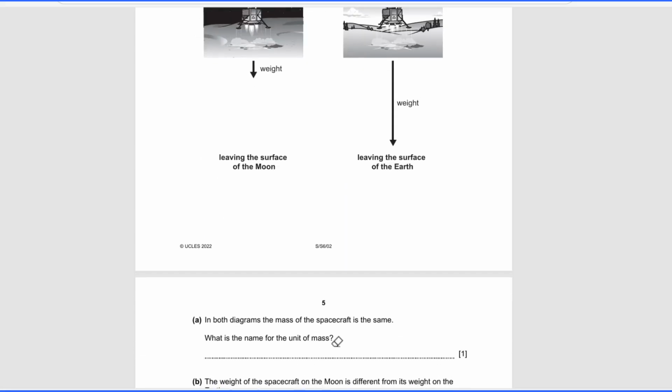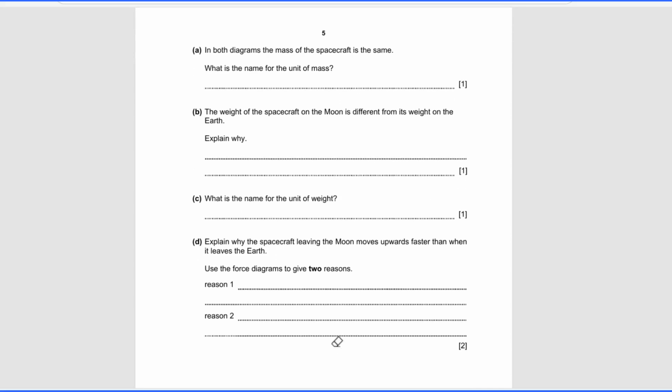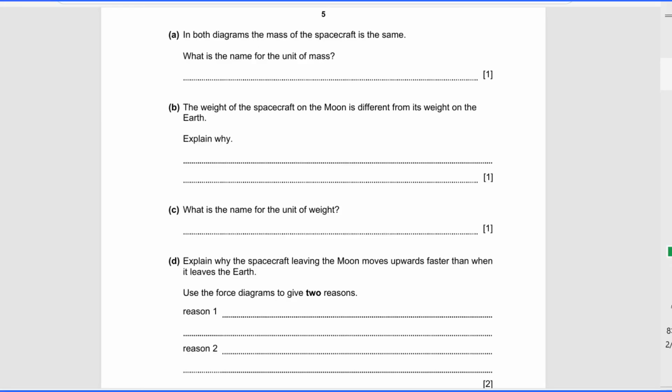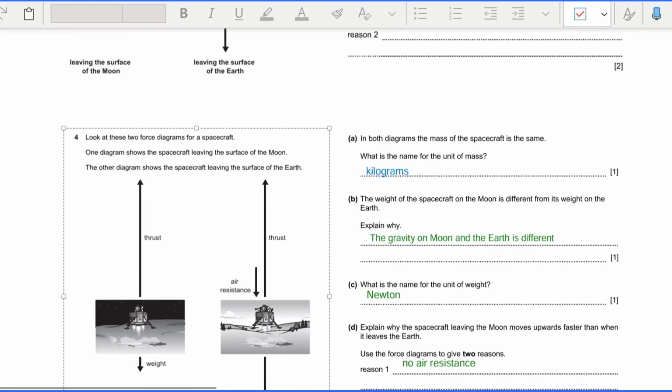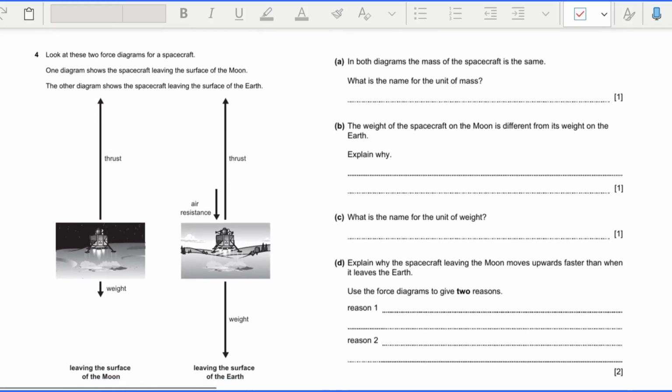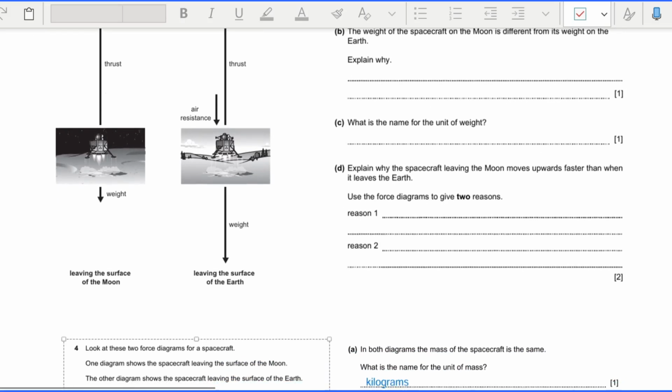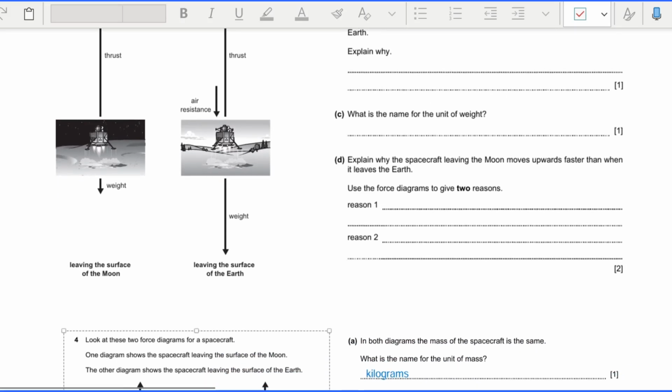Question 4a. In both diagrams, the mass of the spacecraft is the same. What is the name of the unit for the mass? Well, have you got the answer, guys? For question 4a, the name for the unit of the mass. So the answer is kilogram.